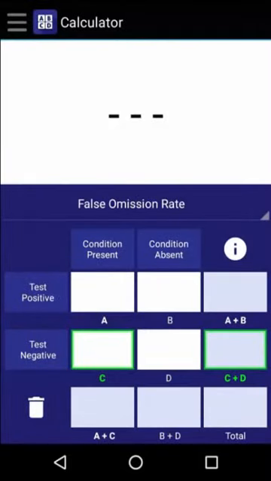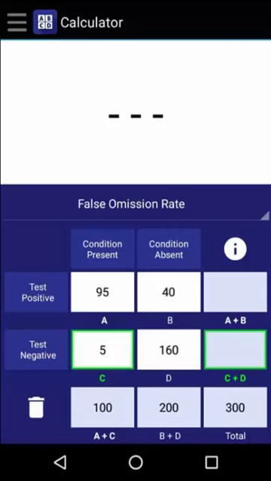Now let's try a basic example. Let's say that in a study there are 100 people with the disease and 200 people without it, and the sensitivity and the specificity of the test were 95% and 80% respectively. By multiplying the number of people with the condition by the sensitivity of the test, we find that there were 95 true positives. Similarly, by multiplying the number of people without the condition by the specificity of the test, we find that there are 160 true negatives.